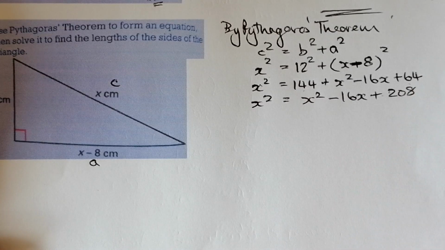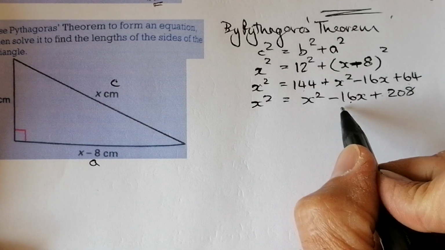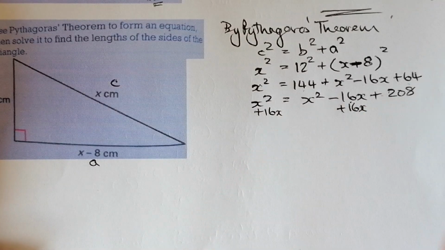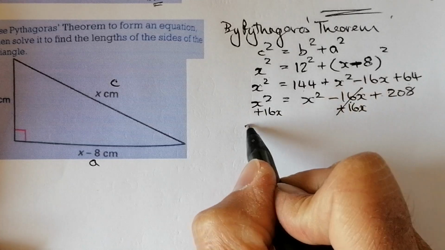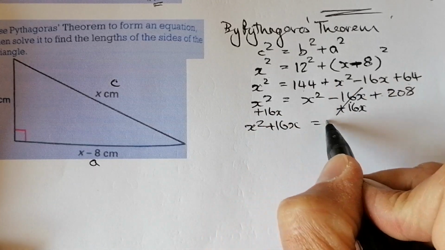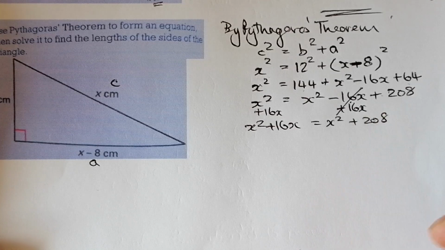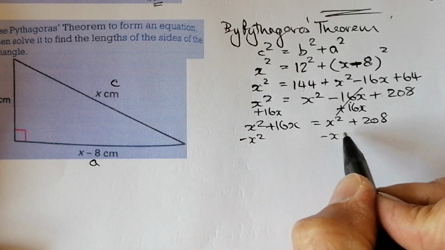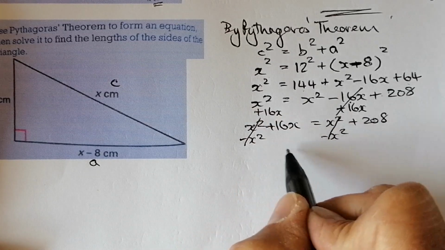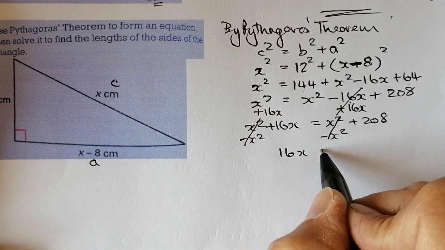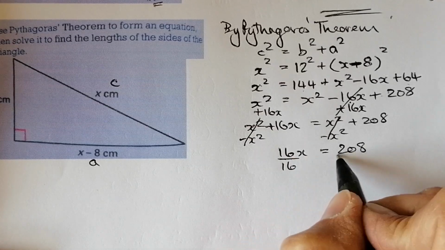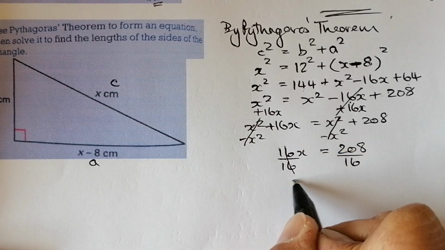I don't want the x squareds there, but the first thing I'm going to do is get the x away from this side to get it onto the other. That eliminates that, and gives me x squared plus 16x is equal to x squared plus 208. Then I'll take the x squared away, which eliminates that one, and that's pretty good, because that gives me 16x is equal to 208. Divide each side by 16, so that will give me x on its own.